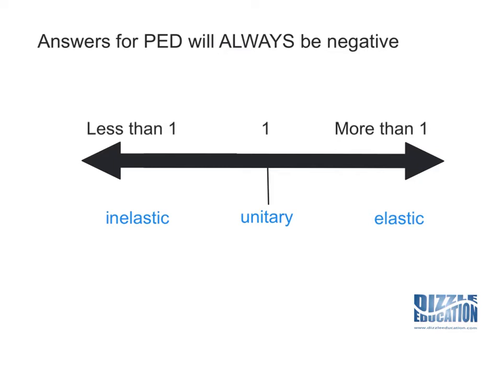So always bear in mind when you're doing any sort of elasticity calculation, any of the 4 different types, you focus on the number that you've got. If that number is less than 1, it's inelastic. If that number is more than 1, then you know it's going to be elastic. And we'll look at lots more of those as we move on to some other calculations.